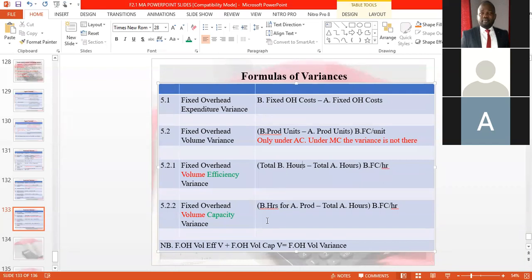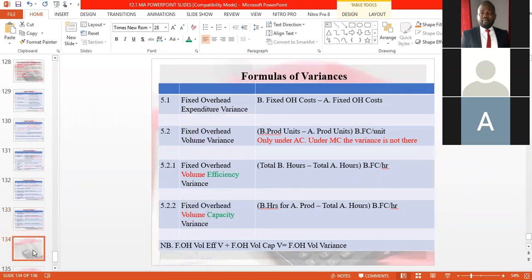On the capacity is budgeted hours for actual production. Everyone now knows how to calculate this: minus actual hours times budgeted fixed cost per unit. Now, please understand that if you take the capacity plus efficiency, what it gives you is volume.